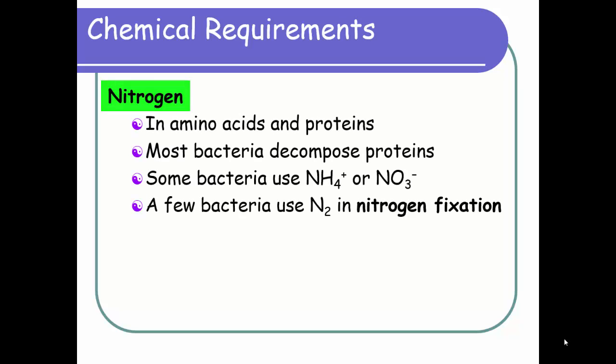Nitrogen is also needed in bacterial metabolism. It's used in amino acids and protein structures. Most bacteria can actually break down proteins and so release the nitrogen into the atmosphere. Some bacteria use NH4+, which is the ammonium ion, or NO3-, which is the nitrate ion. A few bacteria can actually use N2 nitrogen gas in a process known as nitrogen fixation.